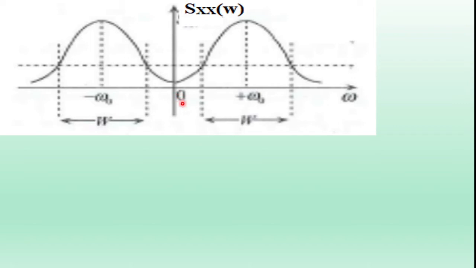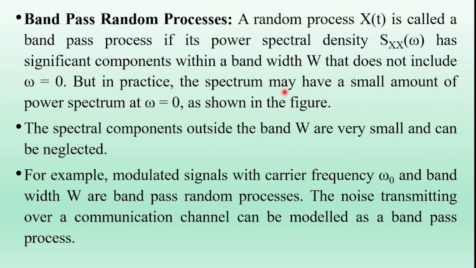The spectral components outside the bandwidth W are very small and can be neglected. So the good examples of bandpass random process are modulated signal with carrier frequency omega naught and bandwidth W. The noise transmitting over a communication channel can be modeled as a bandpass random process. So this is the definition of bandpass random process.